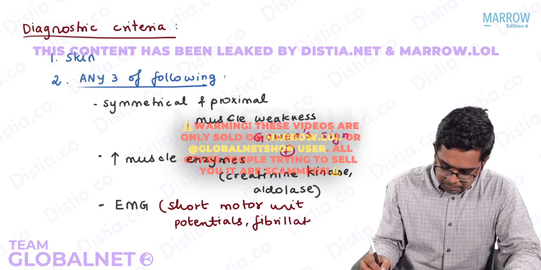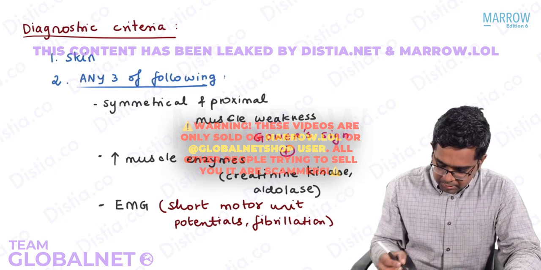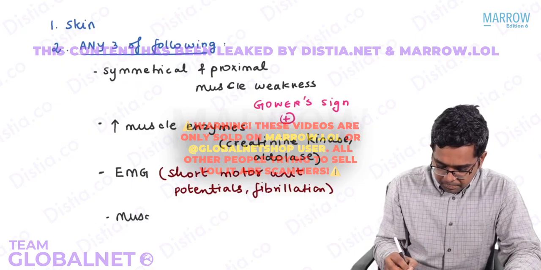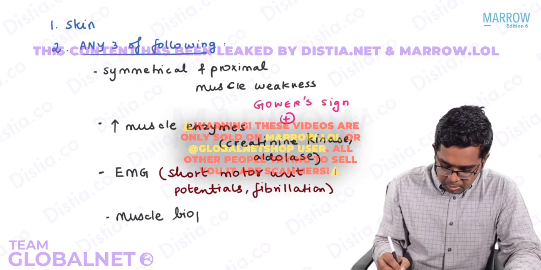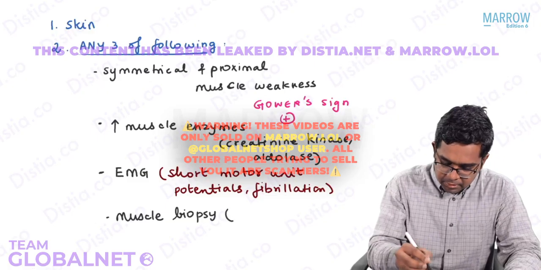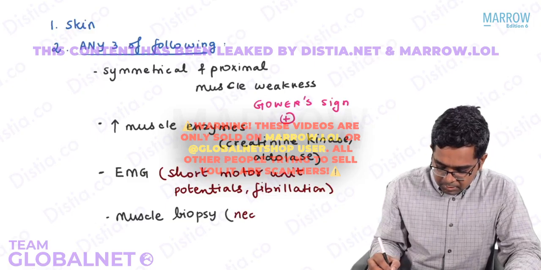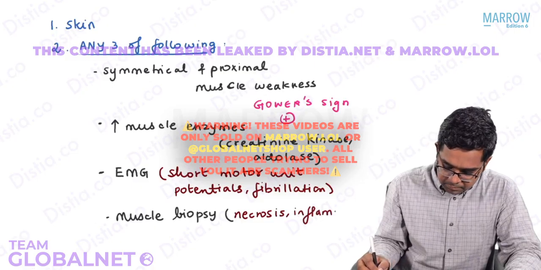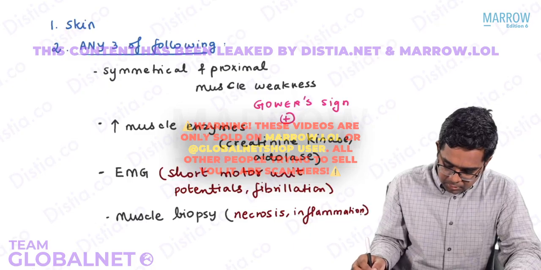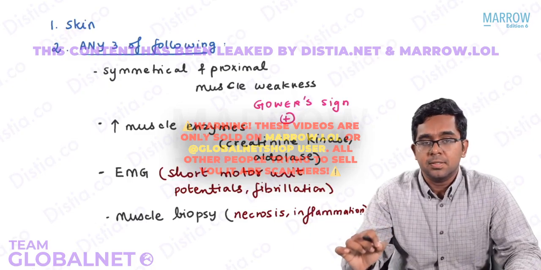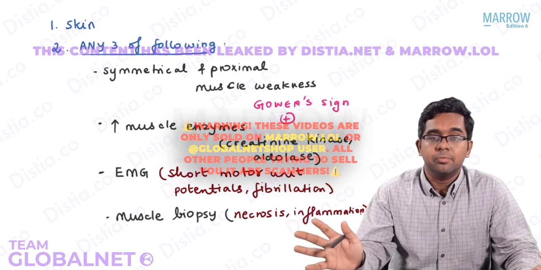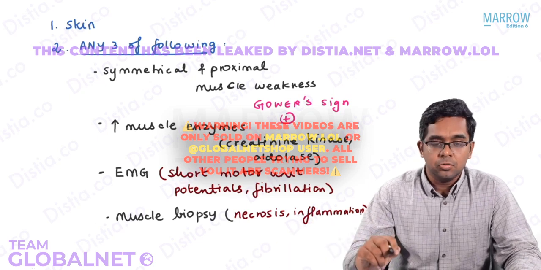Okay, right. And last is regarding the muscle biopsy. Muscle biopsy will show evidence of necrosis of the muscle fibers or evidence of inflammation in the muscle fibers. Okay, so as you can see, all these four features are related to the muscle involvement in dermatomyositis, and out of these four features, any three should be present along with the rash to make the diagnosis of juvenile dermatomyositis.